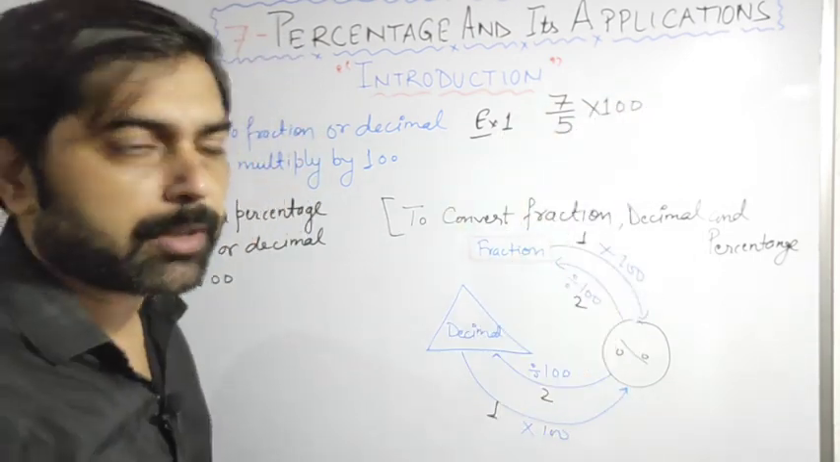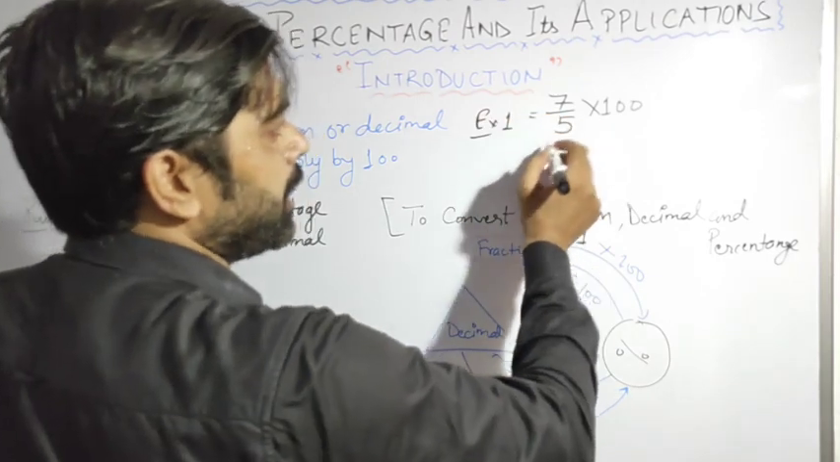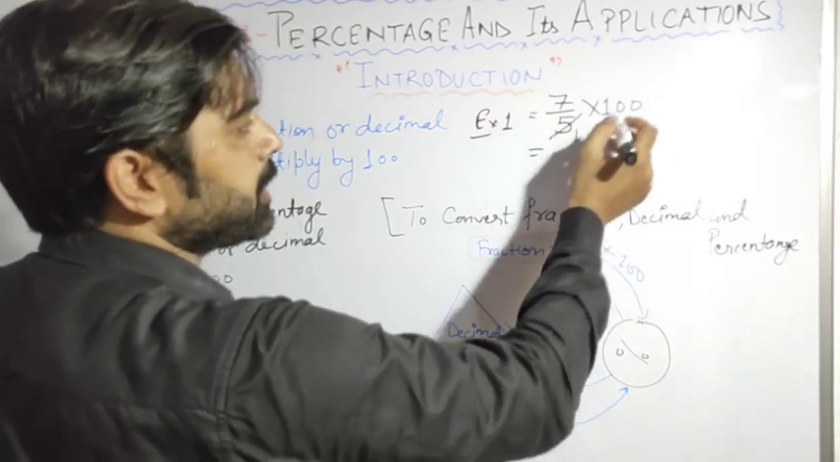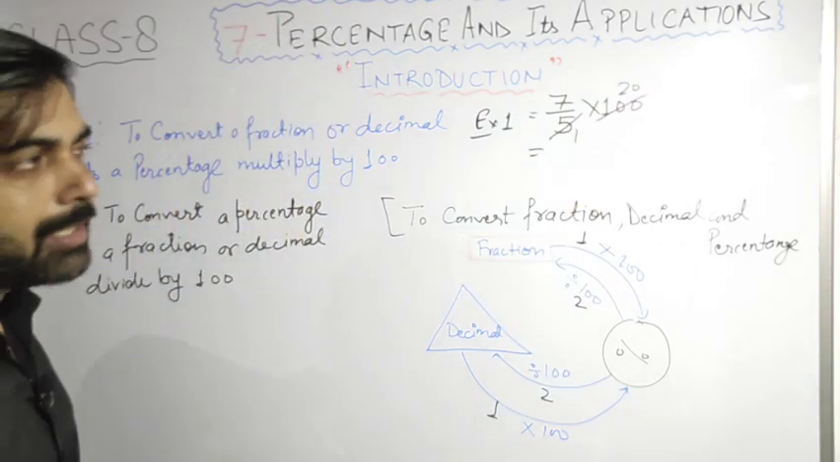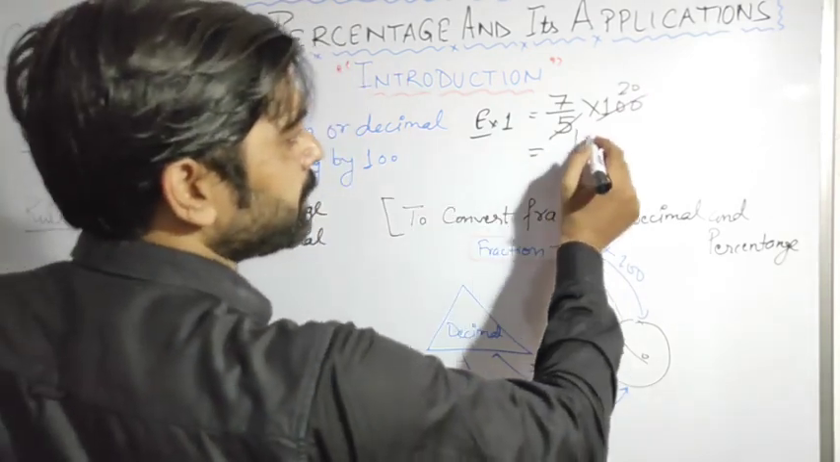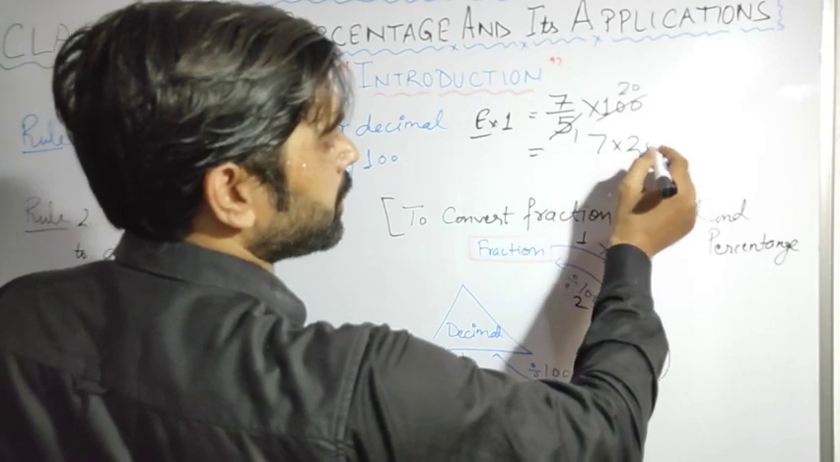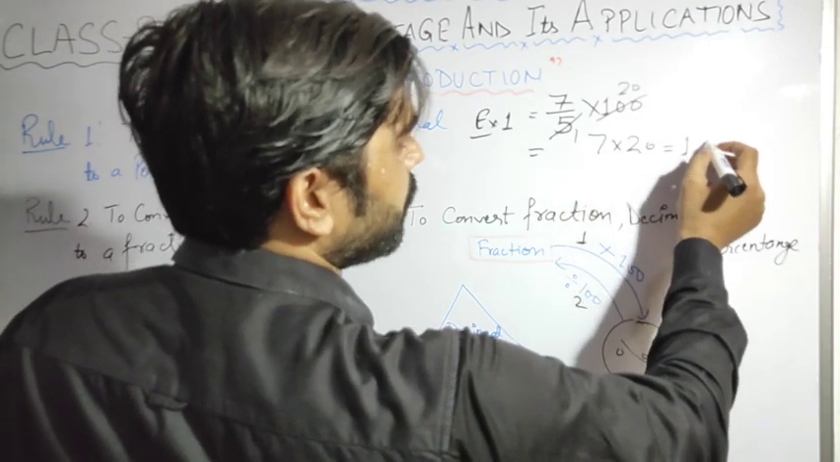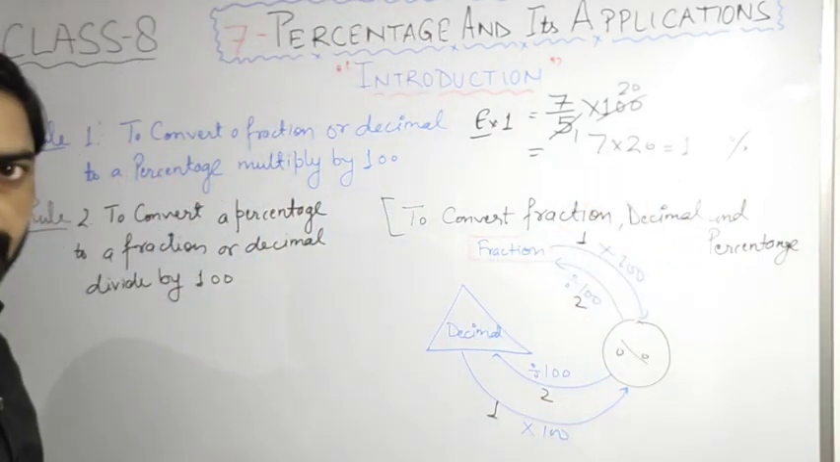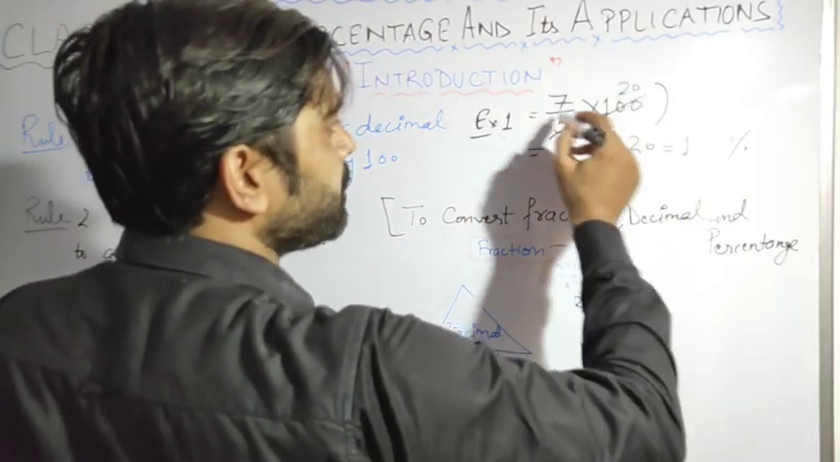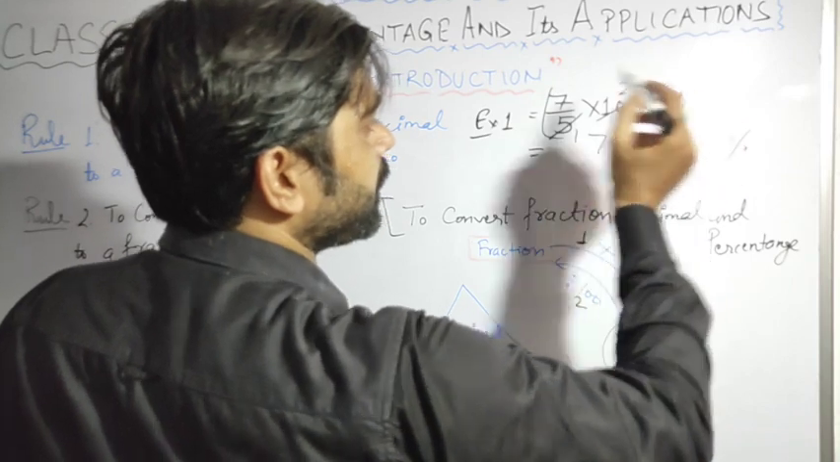First rule, what will you do? Multiply by 100. And you know how we can multiply: 5 ones are 5, and 5 twenties are 100. What is left here? 7 multiplied by 20. And then we get 140%. Understood? As you multiply this, you have to convert into what?